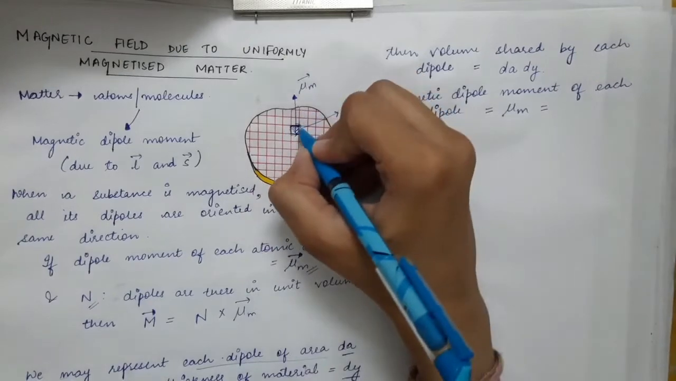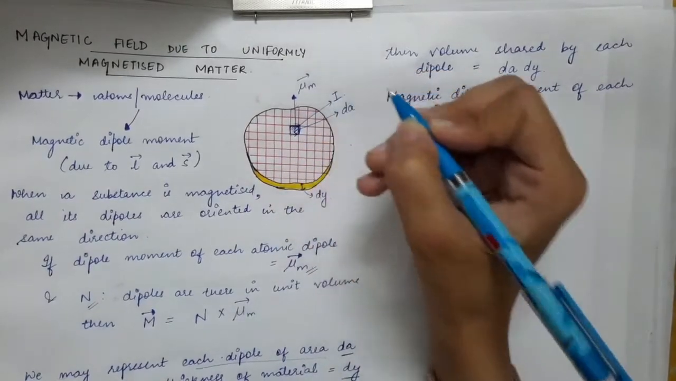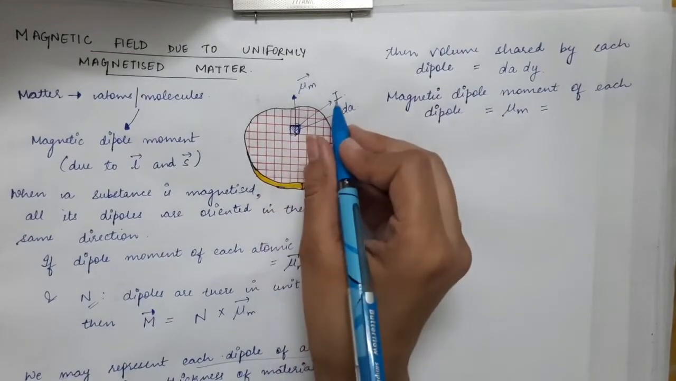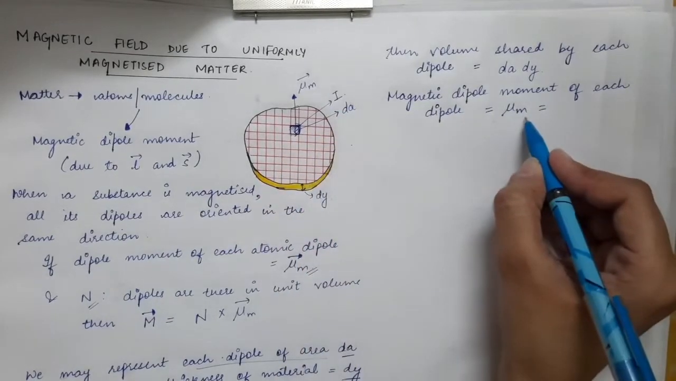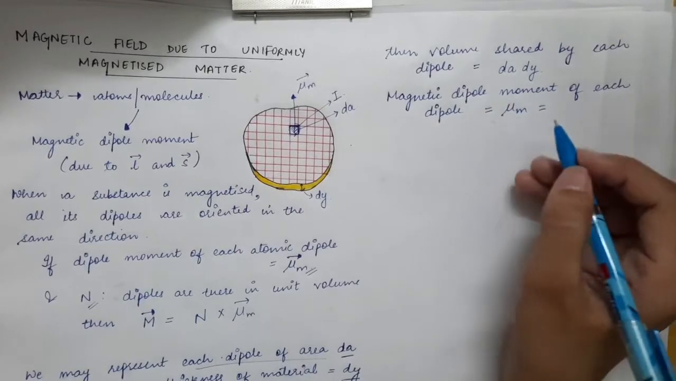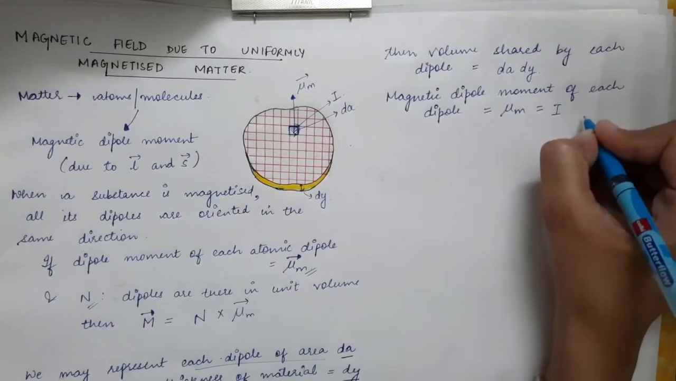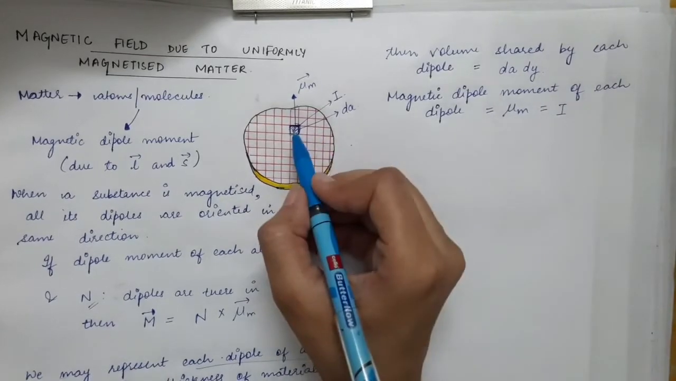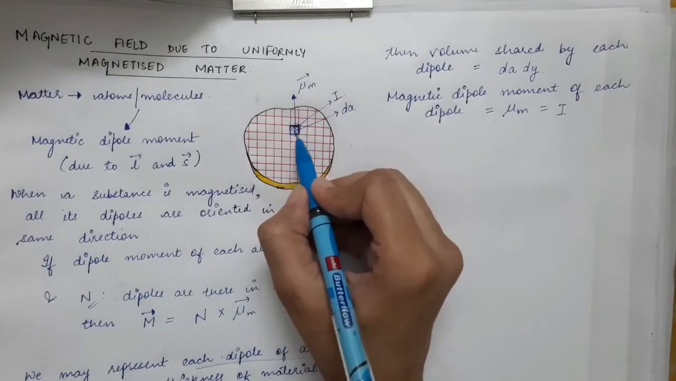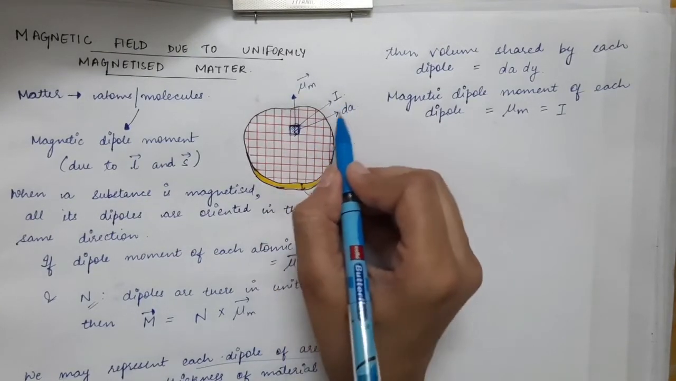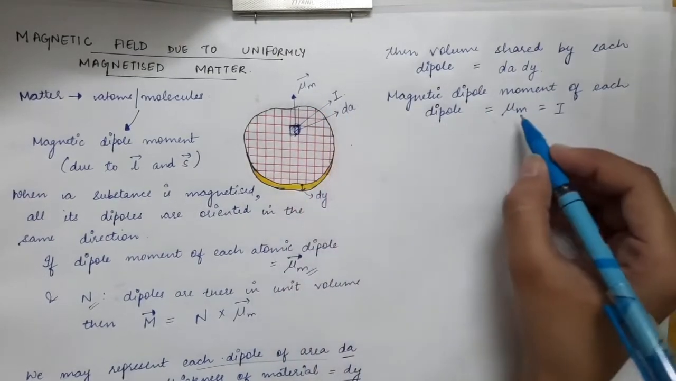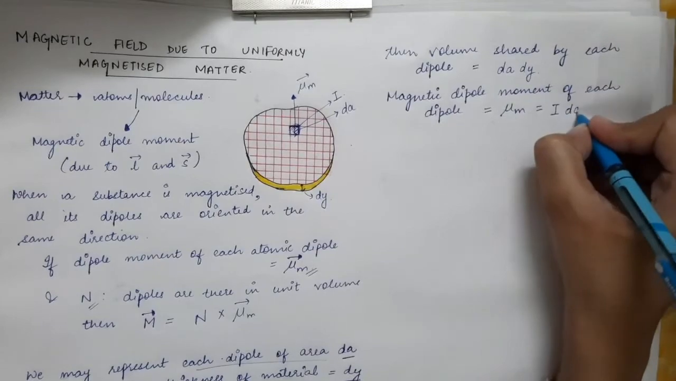Let's say I is the amount of current which is flowing in this atomic dipole. So mu m, the magnetic dipole moment of each dipole, can be written as current times the area enclosed. What is the area enclosed? That is equal to dA. So I, the current flowing in the anti-clockwise direction, times dA will give you the magnitude of the magnetic dipole moment. So mu m can be written as I times dA.